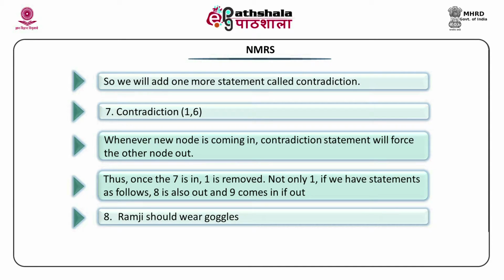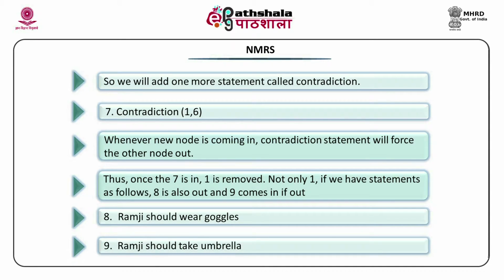That is the first thing that it does. Not only that, it also does something else. For example, there are two more statements, 8 and 9. One statement says that Ramji should wear goggles, the other one says Ramji should take an umbrella. When 8 was inside, it was because wear goggles depends on sunny. So, if it is sunny you should wear goggles. As soon as sunny goes out, Ramji should wear goggles also goes out with it, and as soon as raining comes in, Ramji should take an umbrella also comes in.